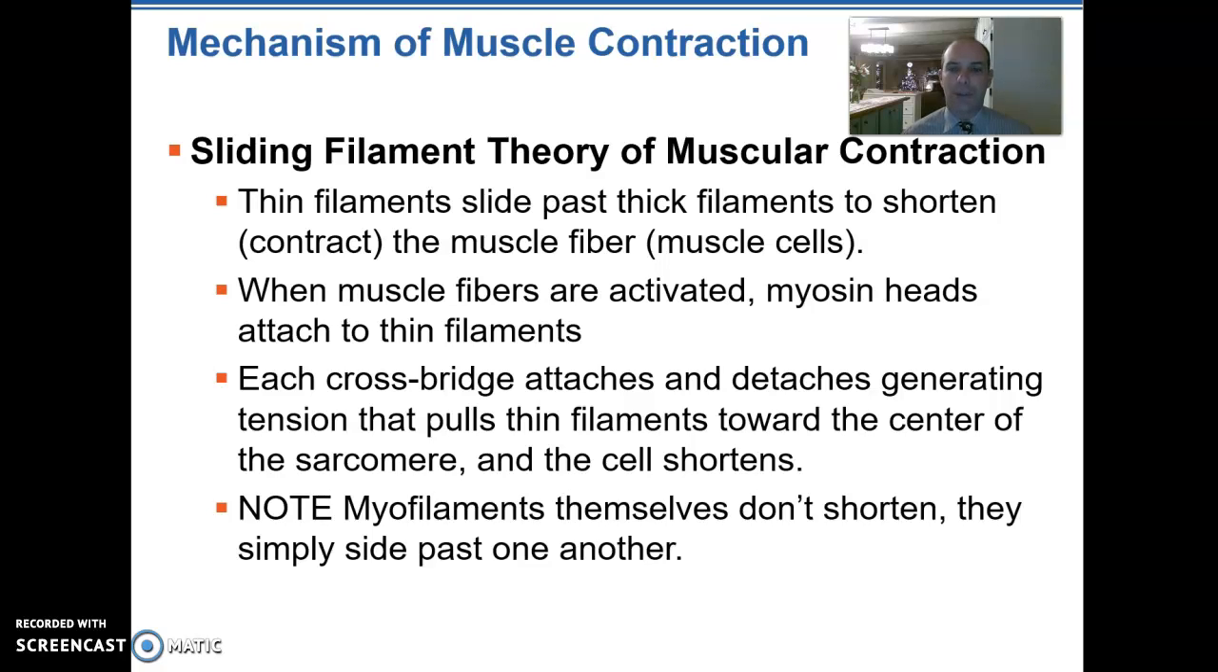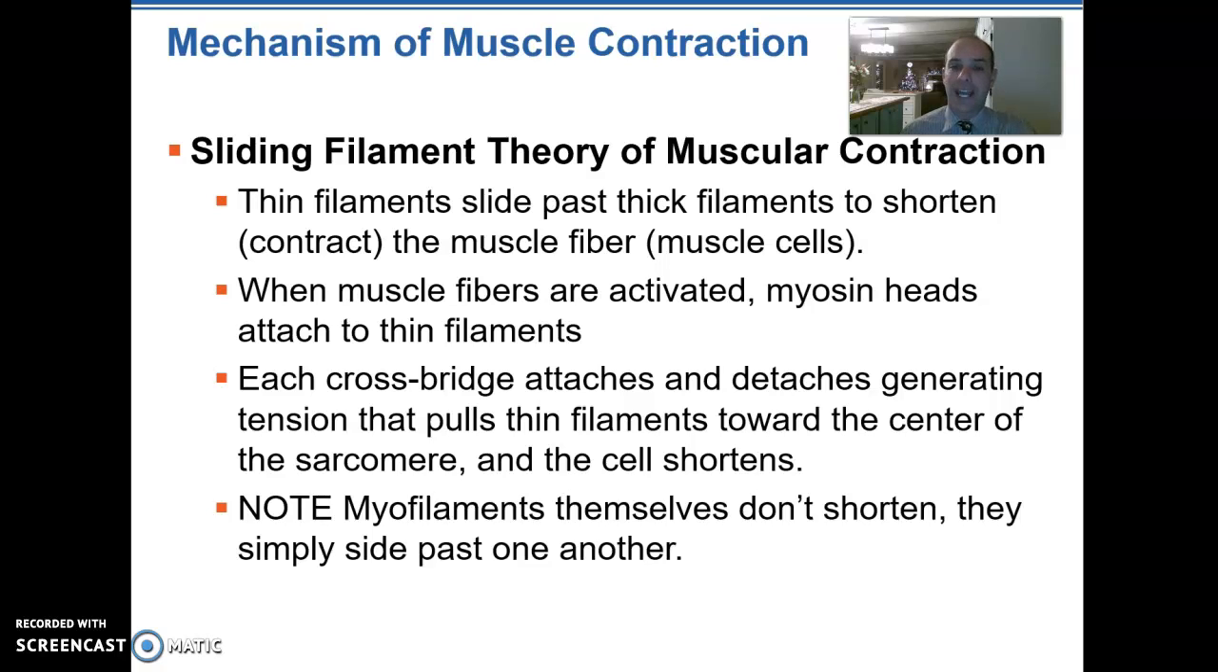So first off, the sliding filament theory of muscular contraction is the full name. Thin filaments slide past thick filaments to shorten or contract the muscle fiber, the muscle cells. So they slide past one another, expand and contract in order to contract the muscle fiber and then to relax the muscle fiber. When muscle fibers are activated, something called myosin, and I'll show you a picture of it in a second, myosin heads attach to thin filaments.